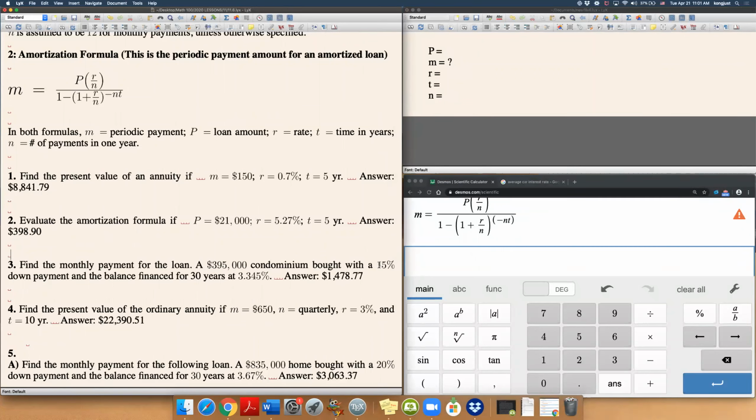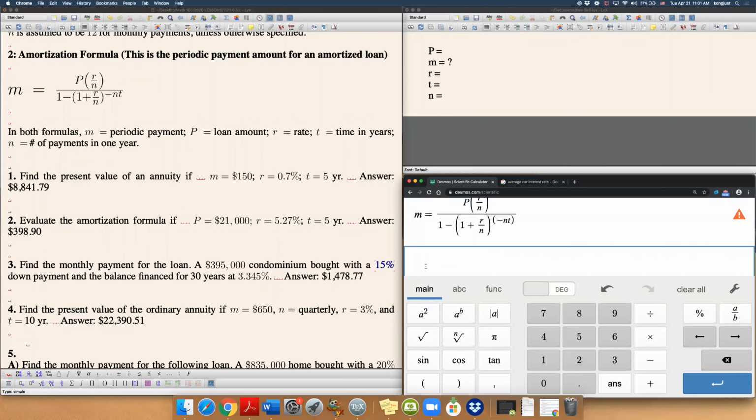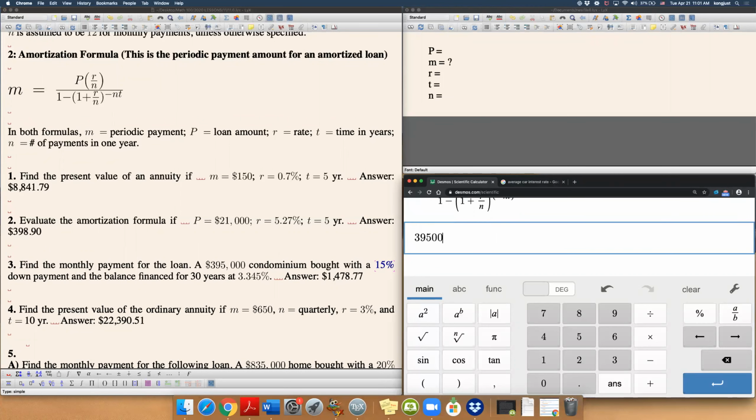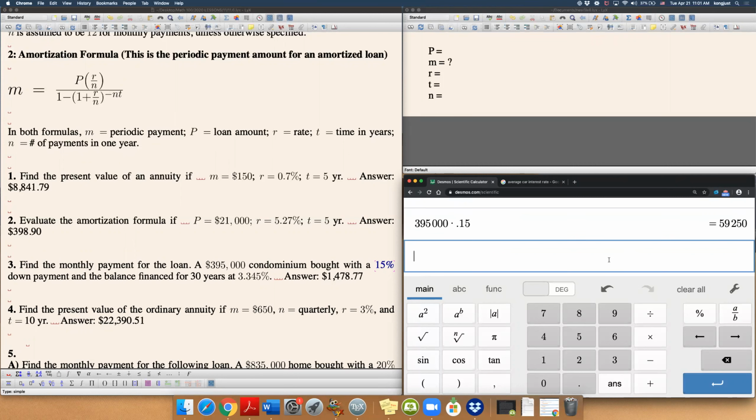Because you're making a 15% down payment. This is what typically would happen if you're going to buy a house: you start with a down payment, and then you finance the rest. So you borrow the remainder from the bank. You have the 395,000, and you multiply that by 0.15. That tells you you're making a down payment off the bat of $59,250.